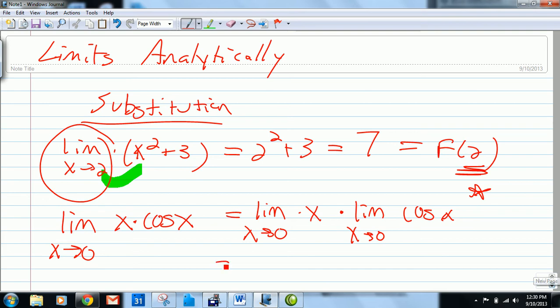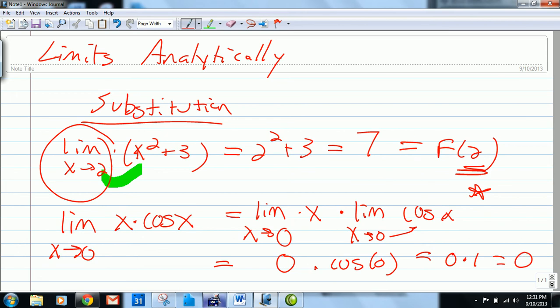But anyway, I'm going to plug 0 in. I'm going to use substitution for both. Plug a 0 in here to get 0, of course. And then evaluate the cosine of 0, which, anyone remember what that is? It's 1. So it's really the first 0 times the cosine of 0, which is 1. And that gives me the limit of 0.